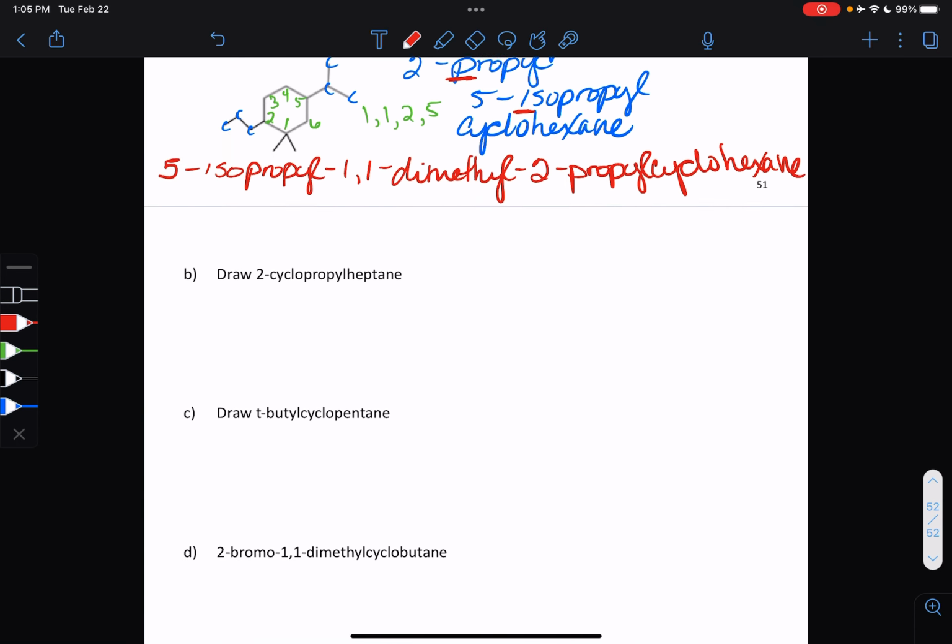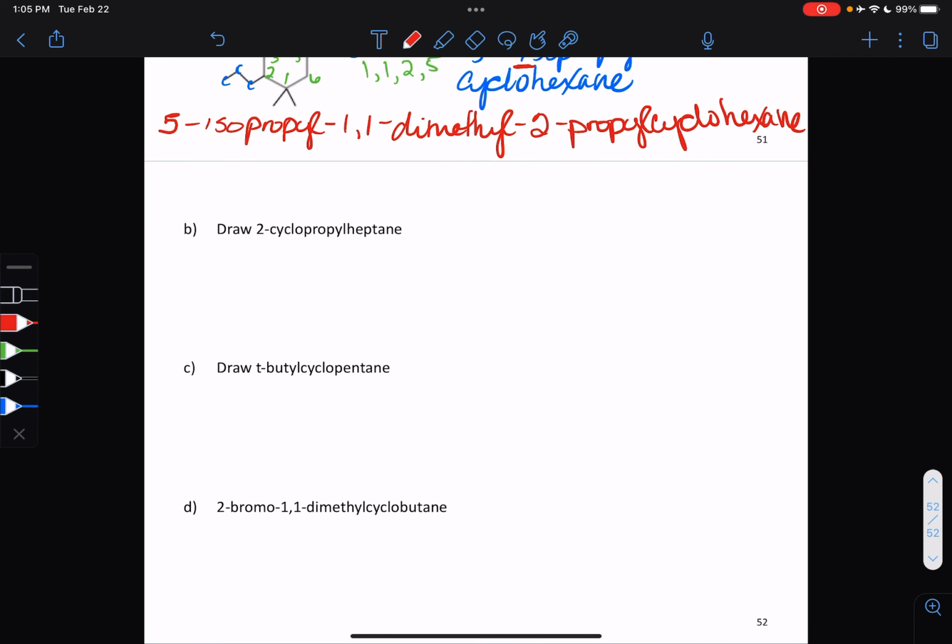Drawing is so much fun. We want to do 2-cyclopropyl heptane. Okay, so heptane, how many carbons do you have in heptane? That's the weird one. That's one with 7. So let's go ahead and do the line bond structure. And remember, the first carbon happens when your pen hits the paper.